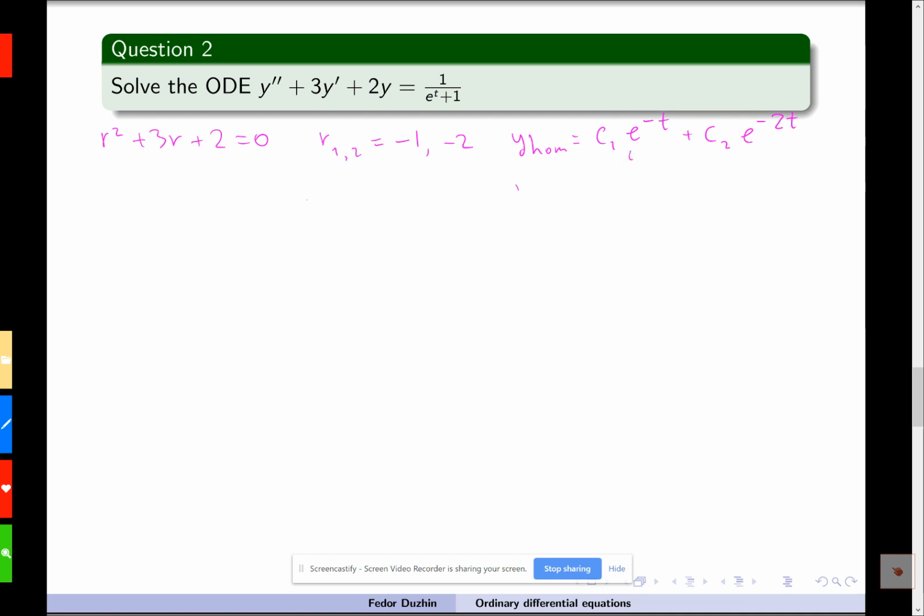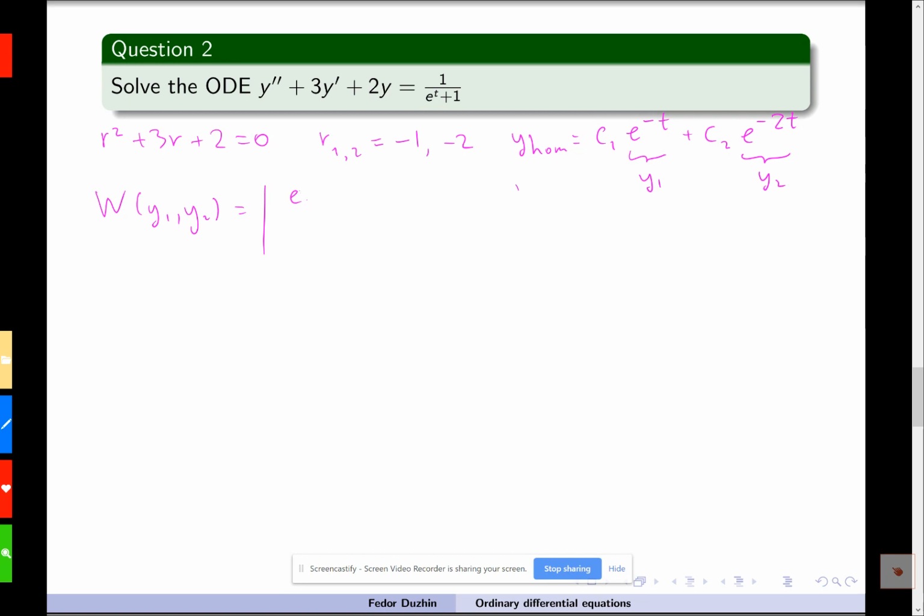All right, so now this e to the minus t is going to be y1, and this e to the minus 2t is going to be y2. Now we have solved the homogeneous equation. Now to find the particular solution of the non-homogeneous equation, we need to apply variation of parameters. To do that, we first need to write the Wronskian.